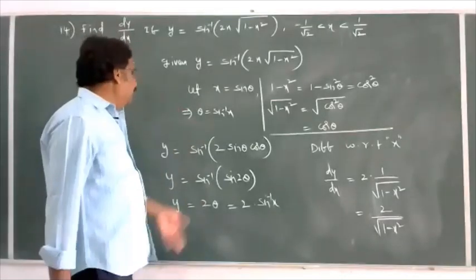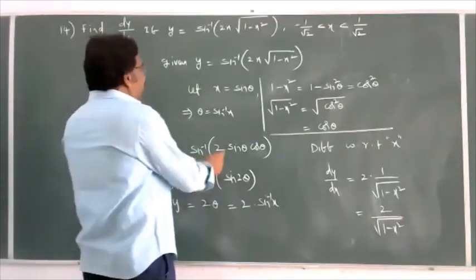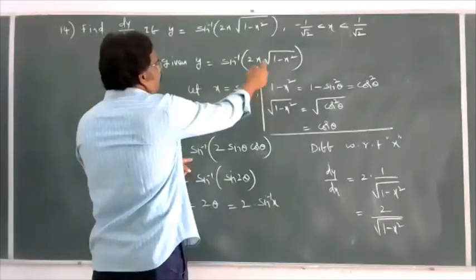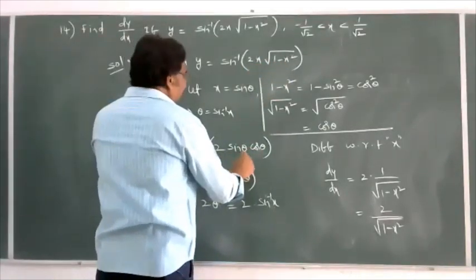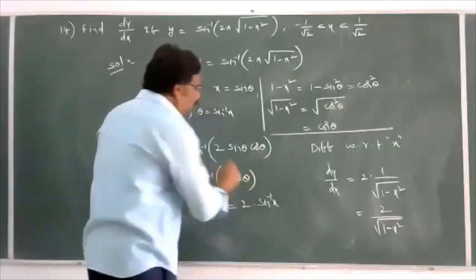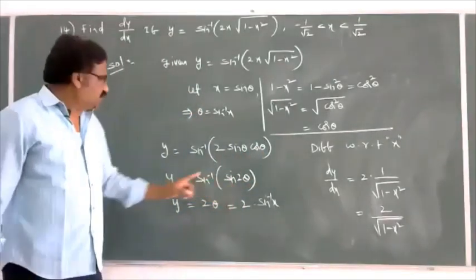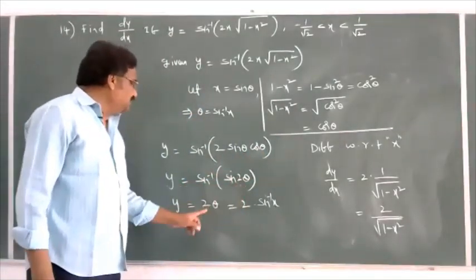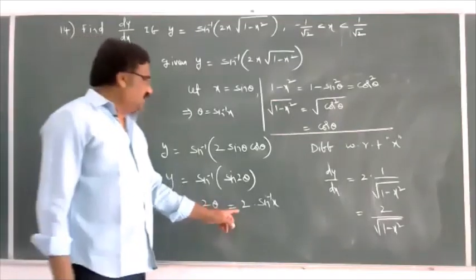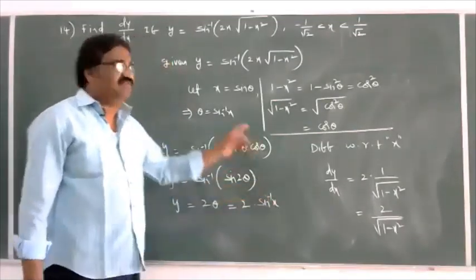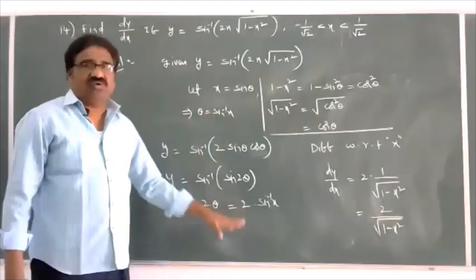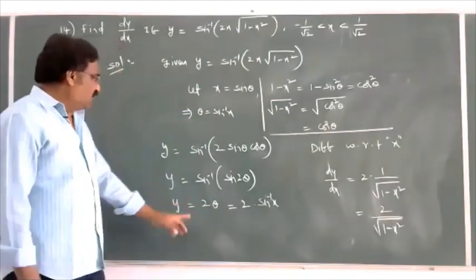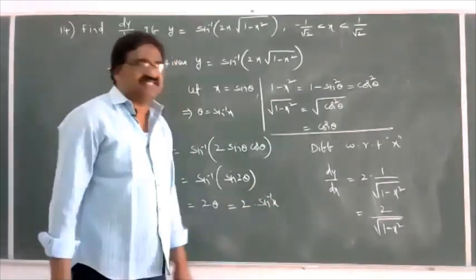Then substitute here, y is equal to sin inverse of 2 into sin theta, root of 1 minus x square is cos theta. That is 2 sin theta into cos theta, which is sin 2 theta. So sin inverse of sin 2 theta is 2 theta, that is 2 into theta, which is sin inverse x. Here x is equal to sin theta implies theta is equal to sin inverse x. So y is equal to 2 sin inverse x.